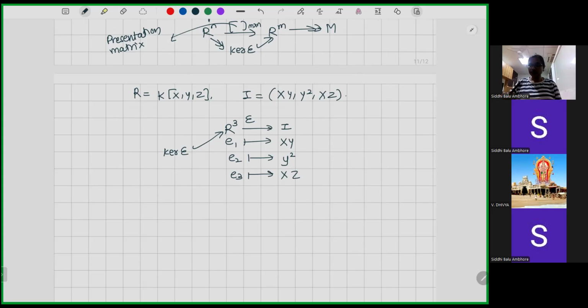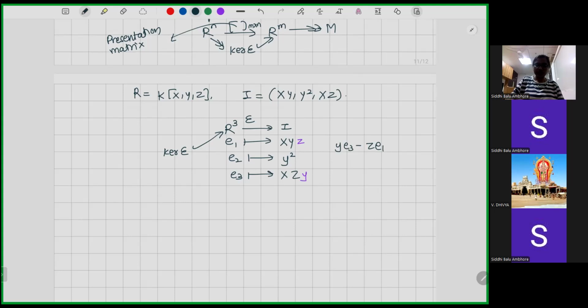So here I have xy, y square and xz. So here xz and xy. If I multiply this by z and multiply this by y, then the subtraction will give me 0. So what is it? It is y e3 minus z e1. Okay.